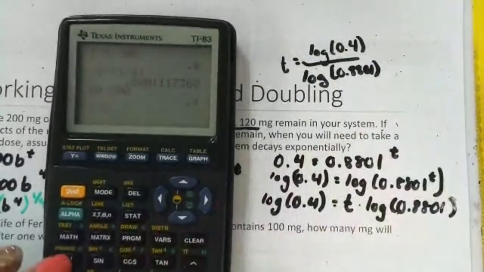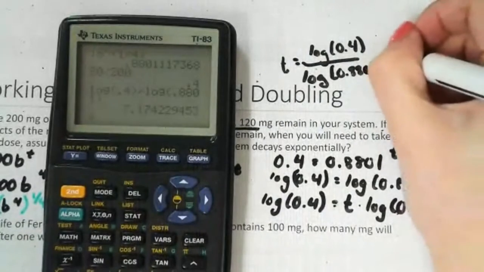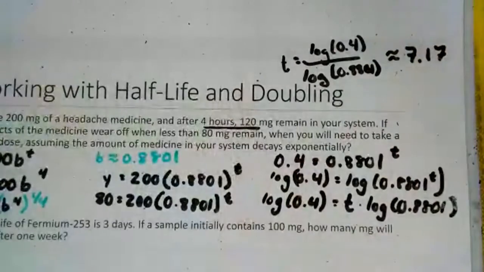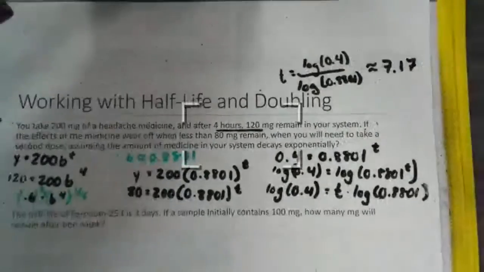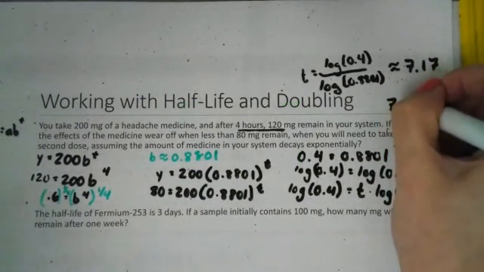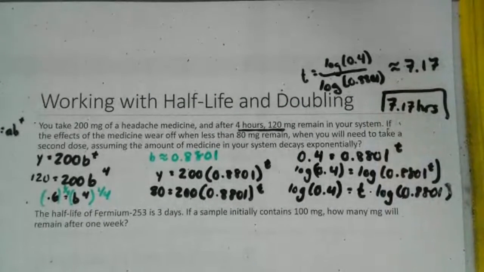And the log of 0.4 divided by the log of 0.8801 is approximately 7.17. Notice that earlier we were measuring time in hours, so that would mean that the effects are going to wear off after about 7.17 hours. That's what we're looking for.